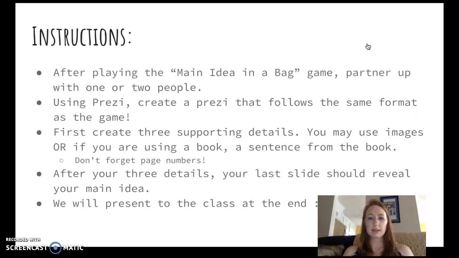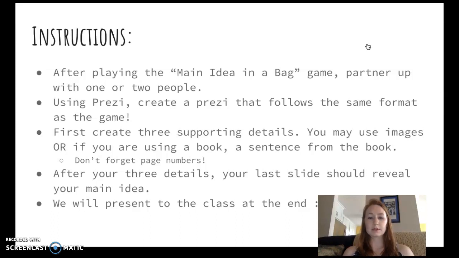The instructions, if this is third grade, I would probably let students read these on their own. If it was anything under third grade, I would read these instructions to them and make sure that they knew what they were doing and go through my example. So after playing the game, Main Idea in a Bag, students will partner up with 1 or 2 people. Main Idea in a Bag is where I have about 5 brown bags and there are 3 pictures or objects inside each bag, and then students have to guess the main idea, and the main idea is taped to the bottom of the bag. So using Prezi, they will create a Prezi that follows the same format as the game.